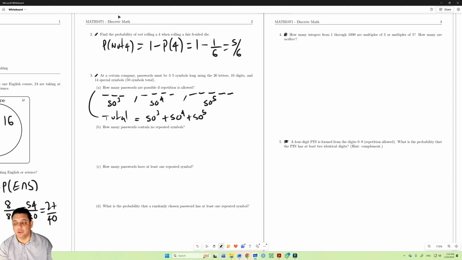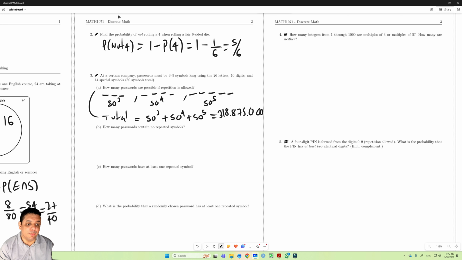Those are all the possible things that are going to be allowed, and this is a gigantic number. If you put this in your calculator, this is going to be like 318,875,000.